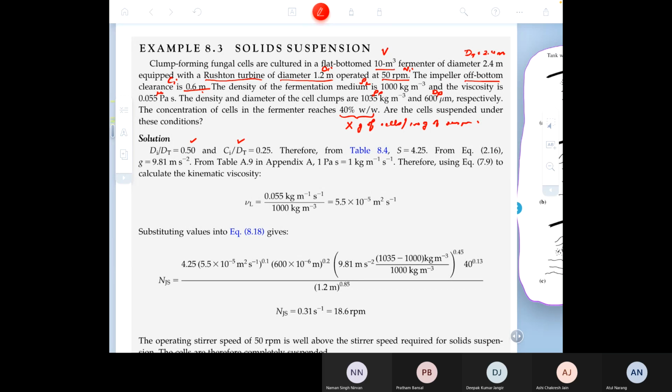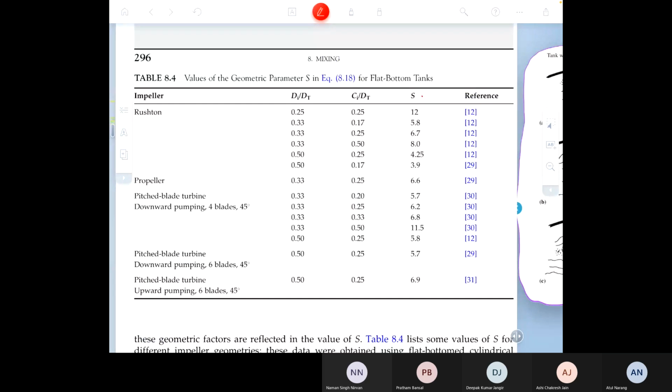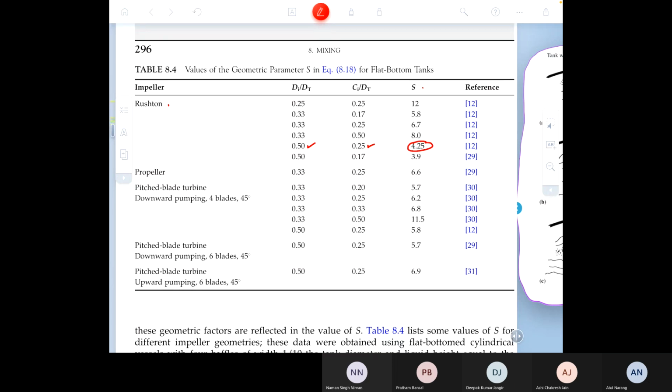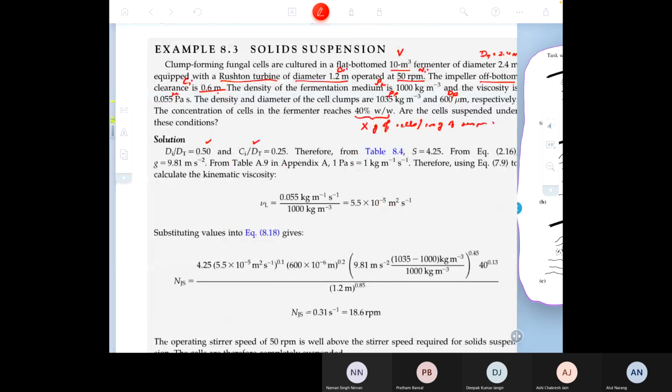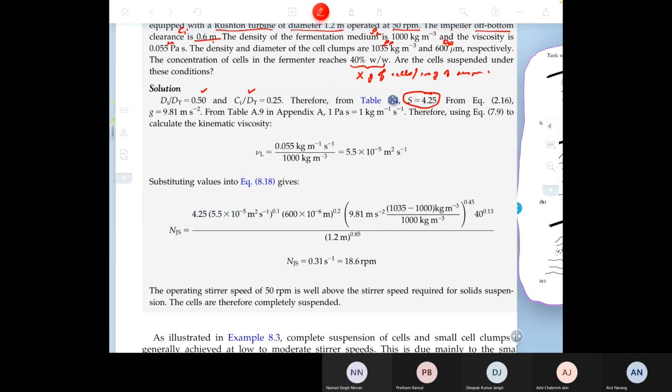So you have di over dt, you have ci over dt. Also know that it is a Rushton turbine. So you can come to this table over here, Rushton turbine. You are given di over dt, you are given ci over dt. You can find out S, which turns out to be 4.25. So there you are. S is equal to 4.25.